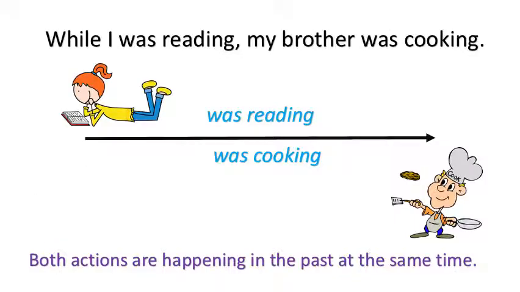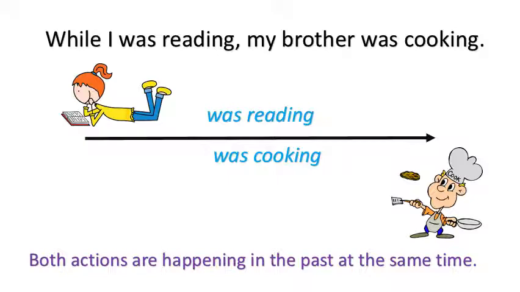So can I use the past progressive and the past progressive at the same time? Well, the answer is yes, you can, if you want to show two actions that were happening in the past at the same time. So if I look at my sentence here, it says, while I was reading, my brother was cooking. Nothing happened before the other. These two actions were happening at the same time in the past. I was reading while he was cooking.